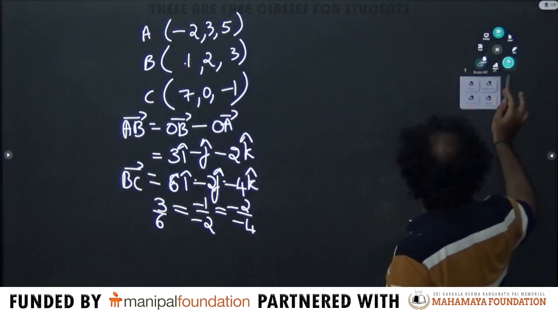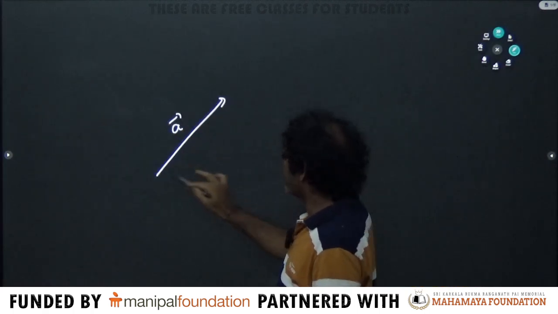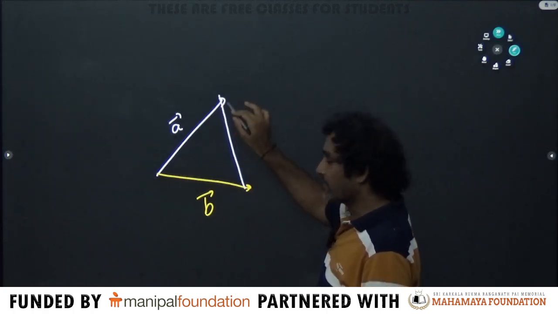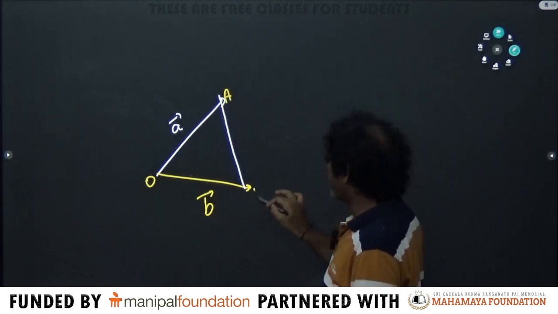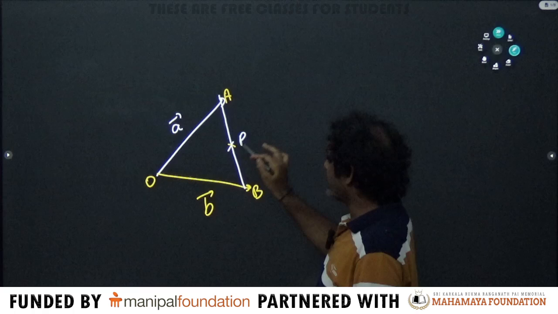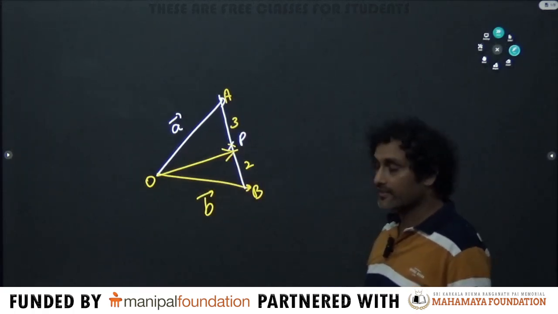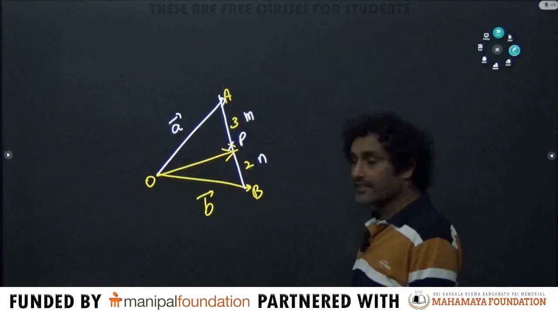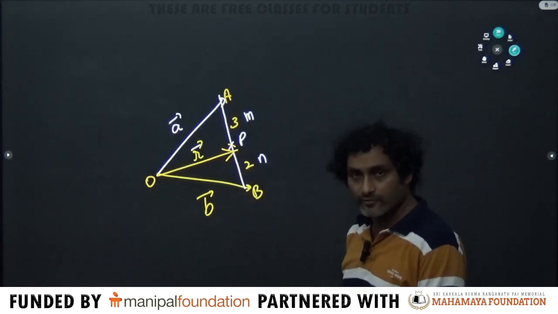Then you know internal and external division, right? Suppose this is A vector, this is B vector, and you have a line joining them, correct? This is O, I'll take A, I'll take B, and you have a point which divides it in the ratio 3:2. It is visible while looking, right? Take one as M, take the other as N, correct? Yeah. So I need this R vector.